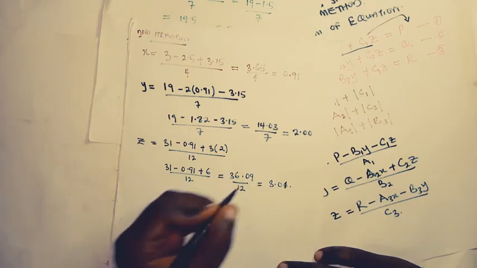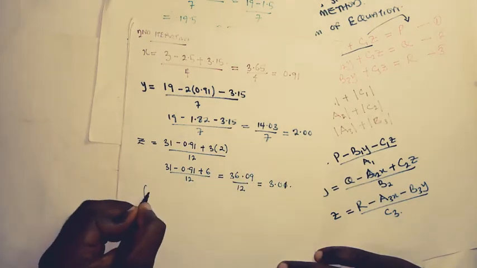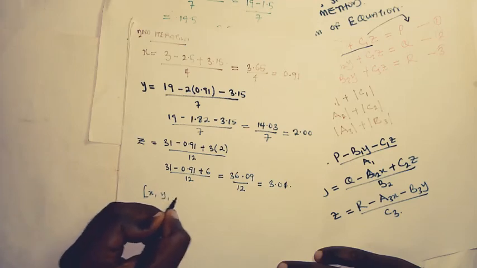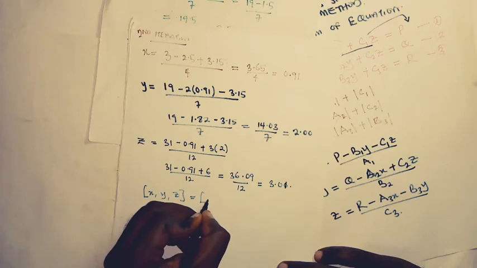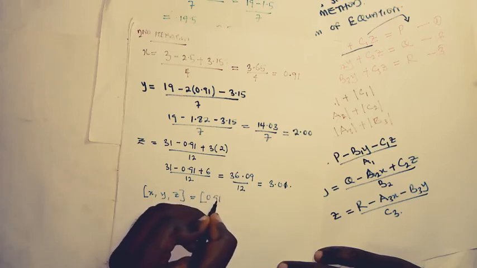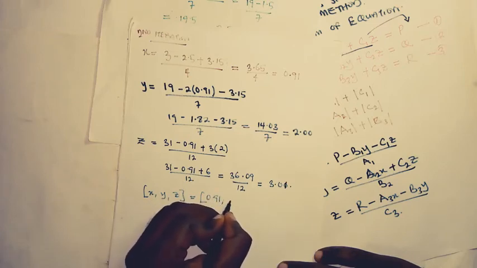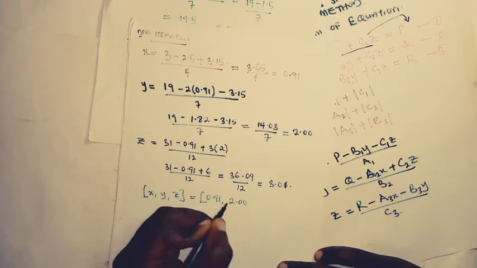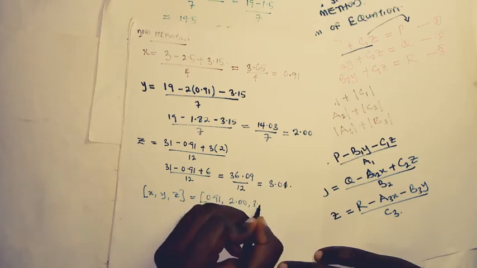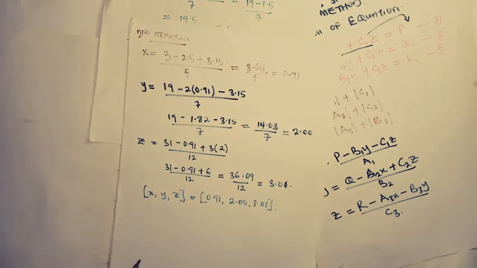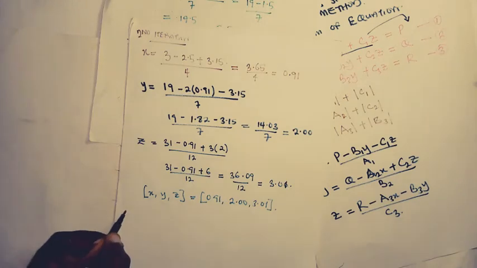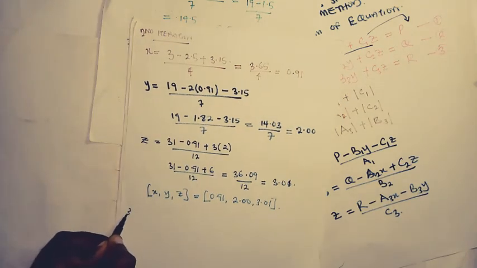So my new values for x, y, and z have now become 0.91, 2.00, and 3.01. And that's the end of the second iteration. I go straight to the third iteration.